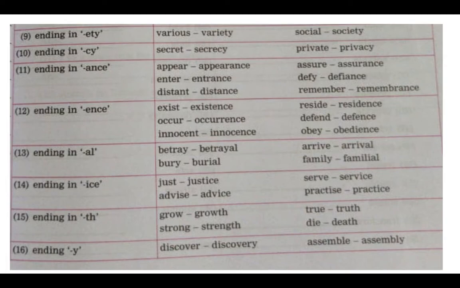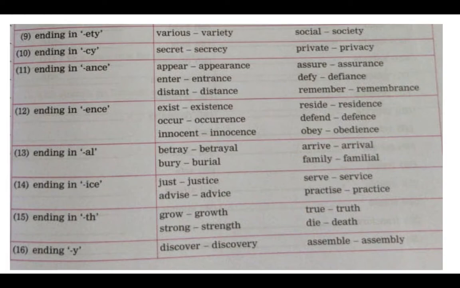Ice, just, becomes justice. Advise becomes advice. Remember this also changes, all right? Advise, but when you add the suffix ice, the spelling changes. Next, the words ending with th also change the word to become or form a noun. For example, grow becomes growth, strong becomes strength.